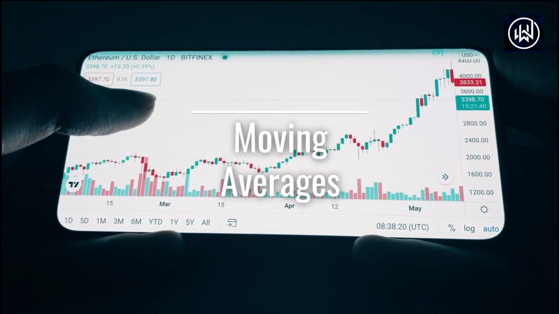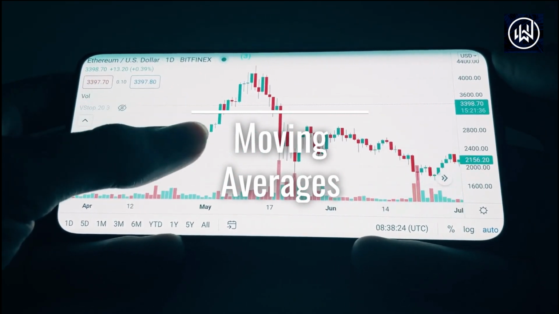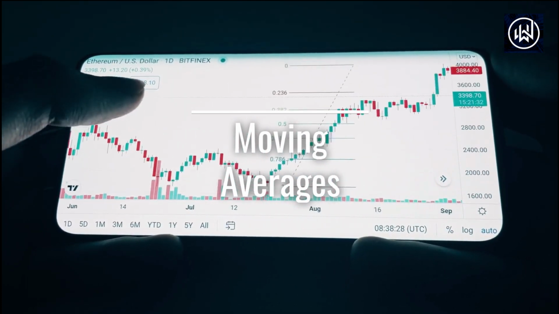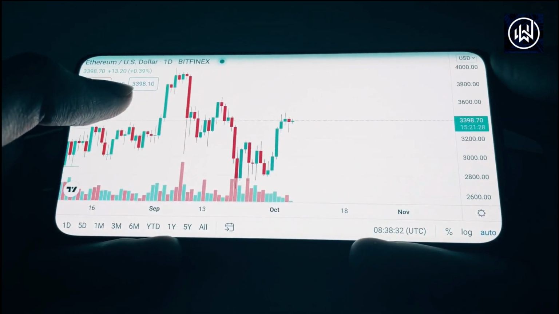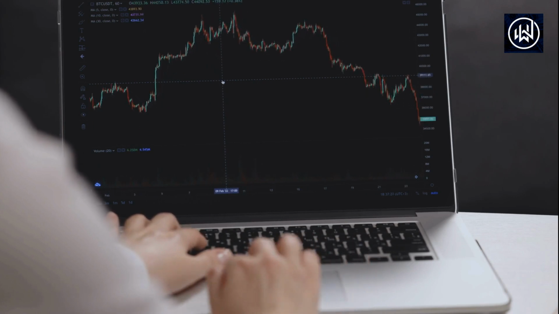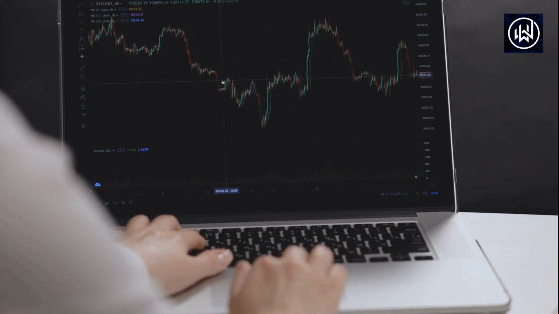Moving averages. These are used to identify trends by smoothing out fluctuations in price. By calculating the average price over a specific time period, moving averages can provide insight into the direction of the market's trend. By analysing these technical indicators, investors can gain insight into market sentiment and make informed investment decisions.